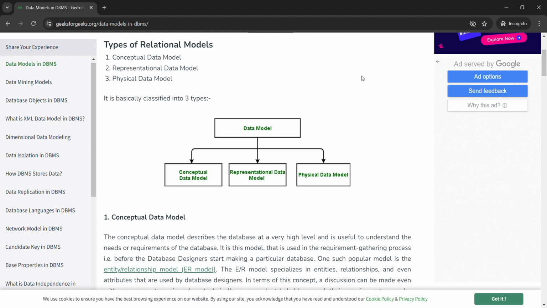The data model is divided into three parts. One is the conceptual data model, second is the representational data model, and third is the physical data model.